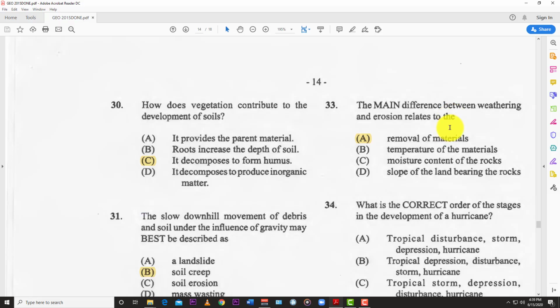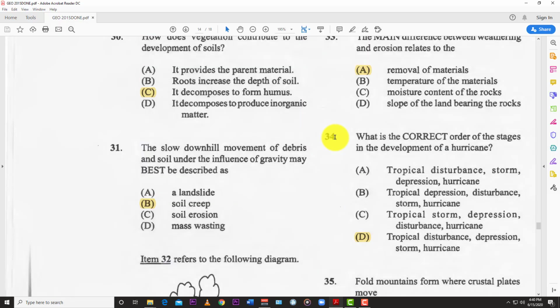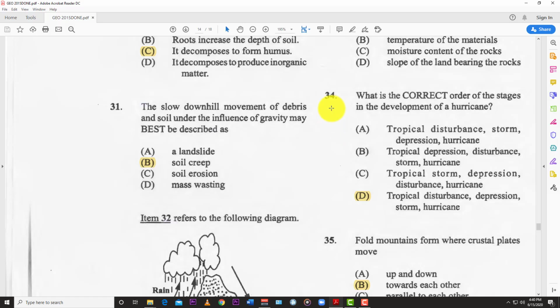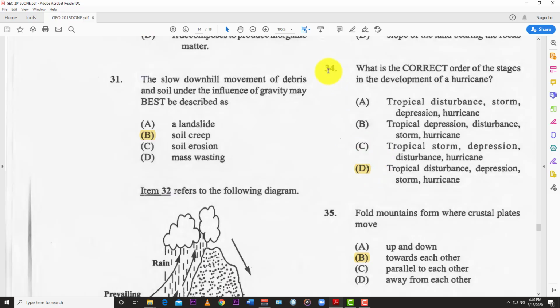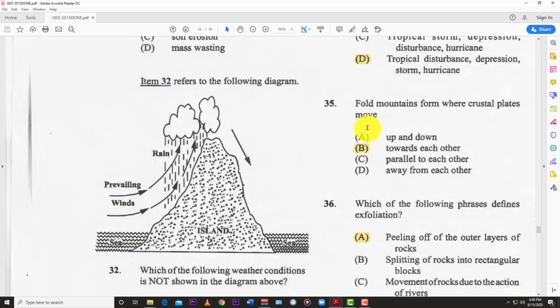33, the main difference between weathering and erosion relates to the A, removal of materials. Removal of materials. 34, sorry. What is the correct order of stages in the development of a hurricane? And so we have, of course, D, tropical disturbance, then a depression, then a tropical storm, and then the last one is a hurricane. Alright, so it ends with a hurricane.